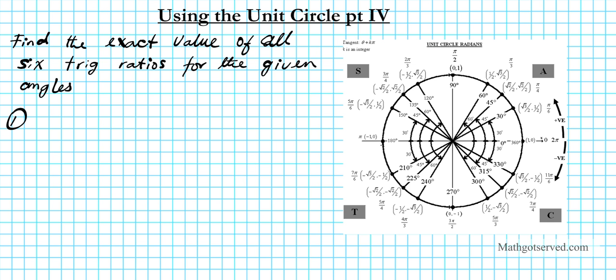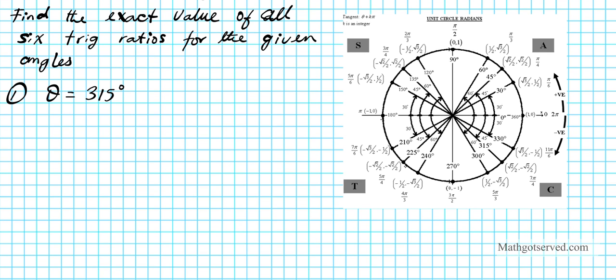So question number 1, we have theta equals 315 degrees. First thing we're going to do is look for 315 degrees on our unit circle and extract the coordinates. 315 degrees is right here. So what we need is this coordinate right here: root 2 over 2, negative root 2 over 2. So this is your x coordinate and this is your y coordinate.